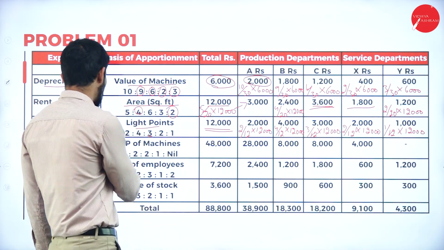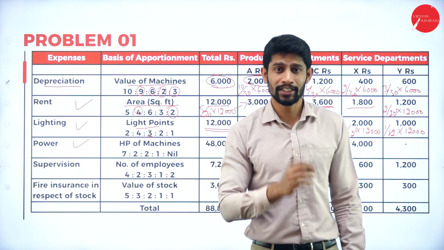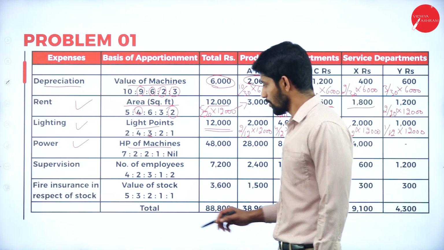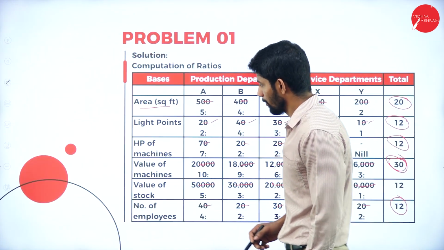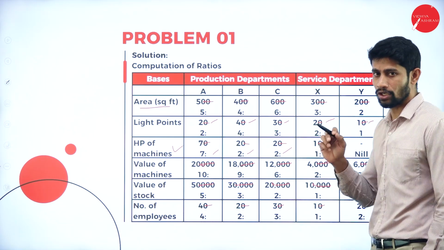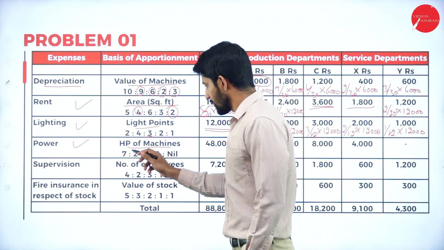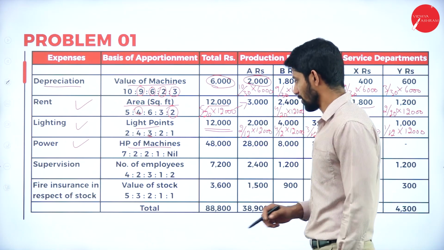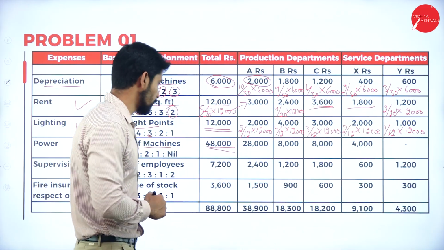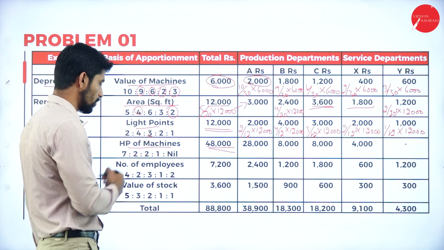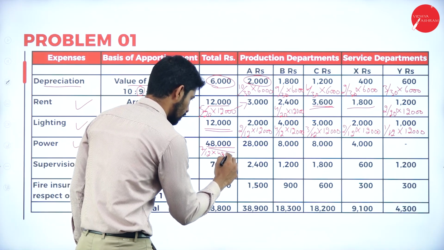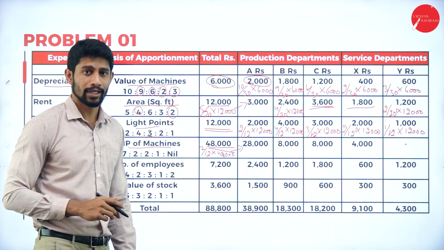Next one is power. On what basis are you going to allocate the power? It is based upon HP of machines, that is horsepower of machines. We already found out the ratio for HP of machines. It is 7:2:2:1:0, that is nil. The total expenditure on power is 48,000. So for production department A, the ratio is 7 and the total is 12. So 7 divided by 12 into 48,000, you will get 28,000.